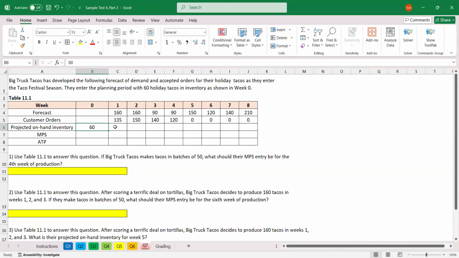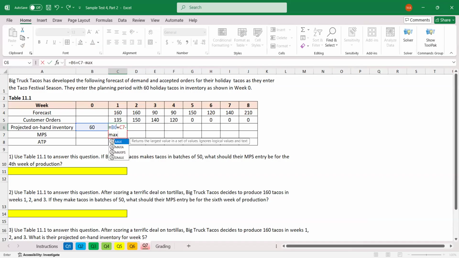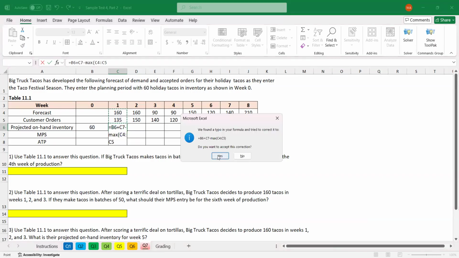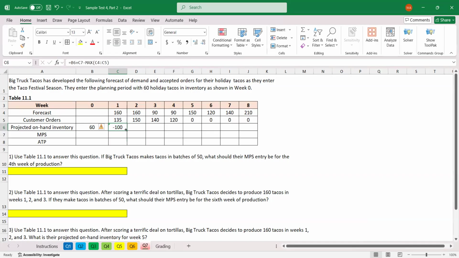Okay, so my projected on hand here is going to be a function of how many tacos we already had in the food van, plus was there anything else being made, our MPS quantity. Okay, and then we're going to subtract the larger of either the forecast or the customer order. So I'm going to say the maximum of these two values here. Okay, and I'm going to drag that formula all the way to the end.